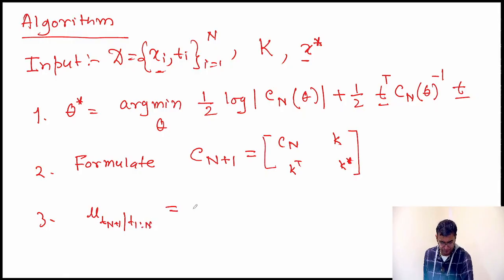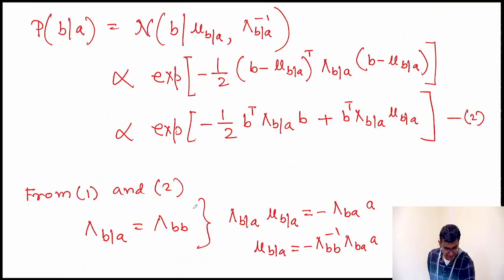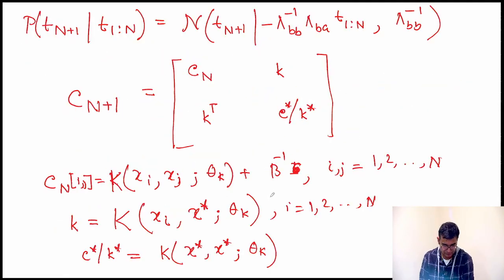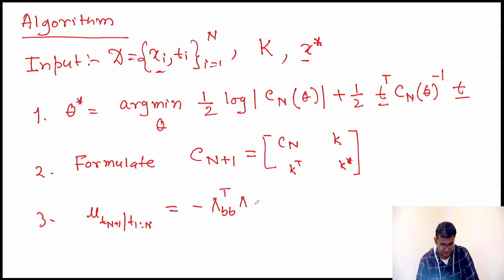Which is equal to, what was the formula? I forgot. Here, minus lambda BB transpose lambda BA, or that was not it. I can sometimes write C star, sometimes write K star, so those were the two representations I used. It's good that I changed it so that confusion went away. Multiplied by T 1 to n.